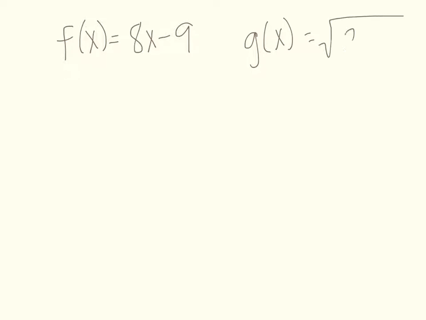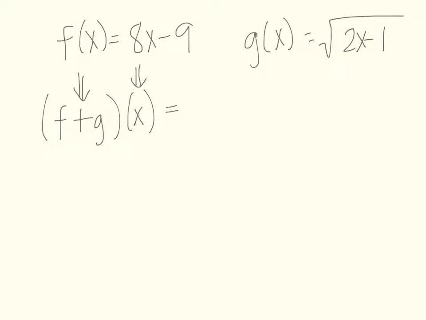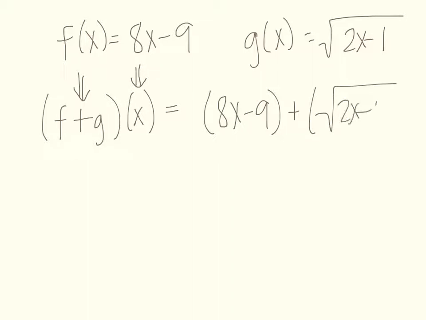Now I want to look at a little bit more complicated problem. Let's go ahead and say that f of x is 8x minus 9. And let's say g of x is the square root of 2x minus 1. And let's say that I asked you to find f plus g of x. Well, once again, it's telling us two things. It's telling us we're going to add, and this is telling us we're not actually going to plug anything in for x. We're just going to keep it as it is. So in other words, we're going to take f of x, which is 8x minus 9, plus g of x, which is the square root of 2x minus 1.